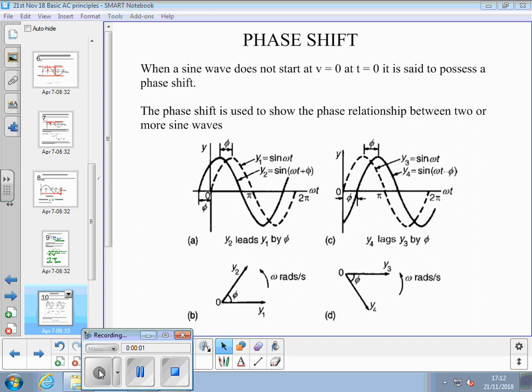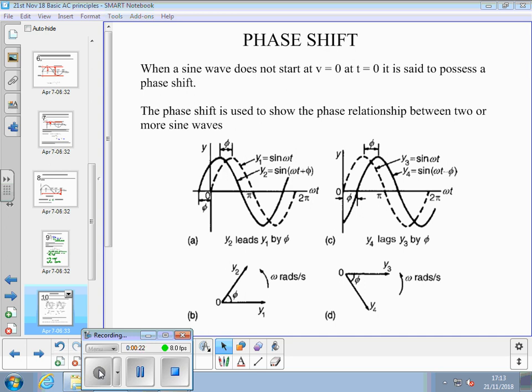Phase shift. When a sine wave does not start at the point where v is equal to 0 at time t equal to 0, it's said to possess a phase shift. The phase shift effectively moves the whole waveform backwards and forwards along the x-axis.